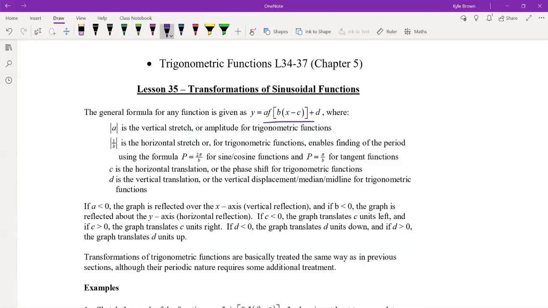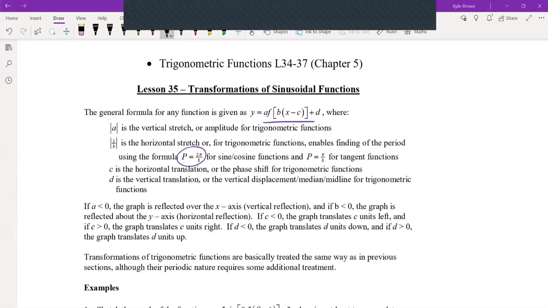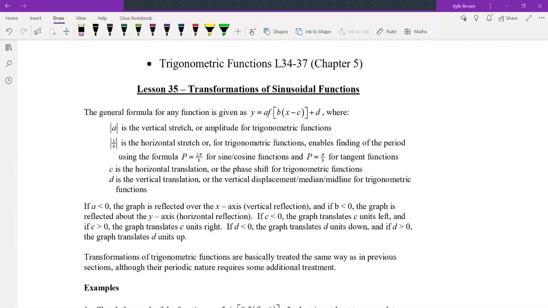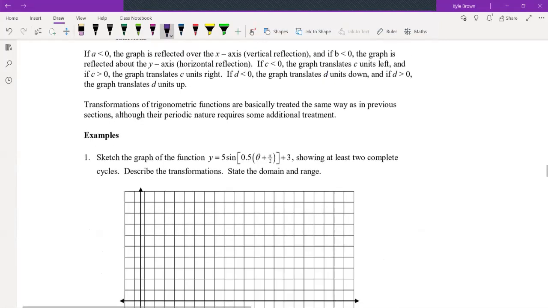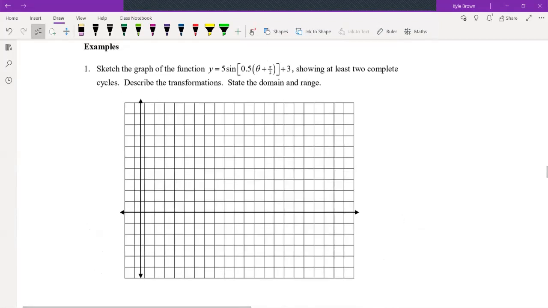But we've still got A, we've still got B, C, and D, right? The difference here, though, is that we're going to have the period is equal to 2 pi over B. But other than that, it's going to be really similar. So I think let's just get right into it. Examples are the best part here.